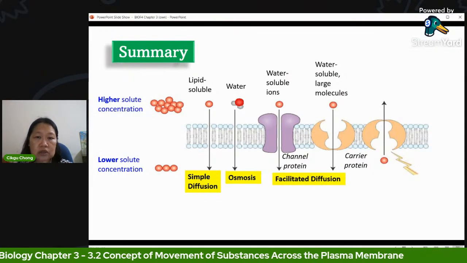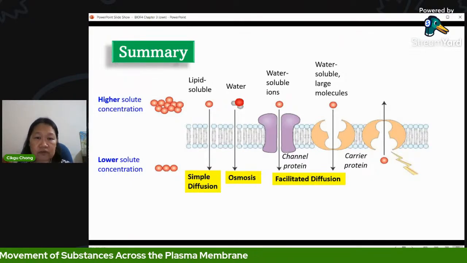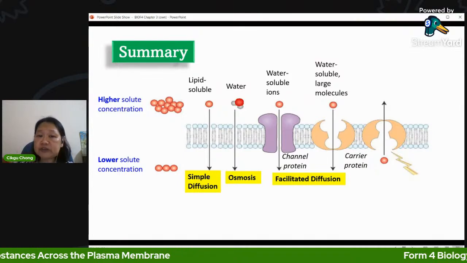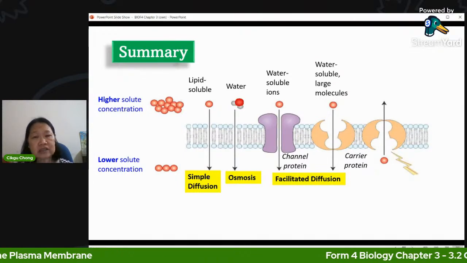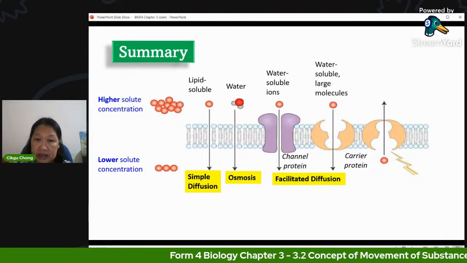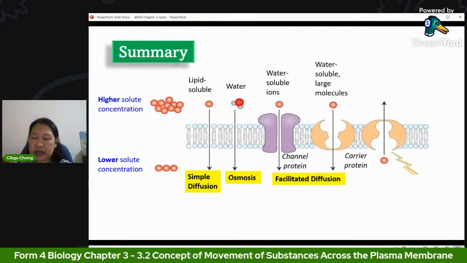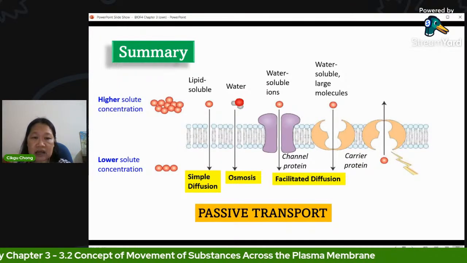So these two are called facilitated diffusion because no energy is involved. Facilitated diffusion uses either a channel protein or a carrier protein, and it is without the use of energy, but using the transport protein. And lastly, this one is also called passive. All these three are called passive.